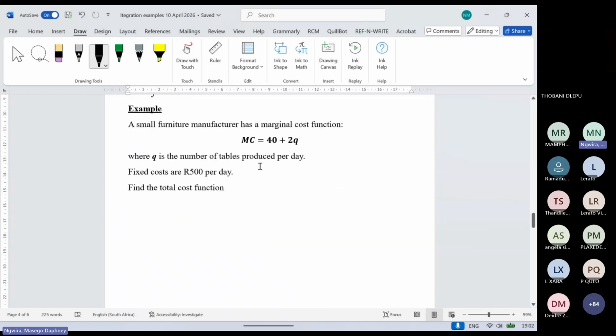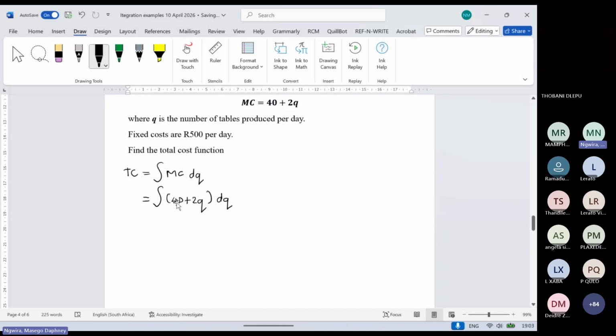I think we now know how to integrate. So we are going to say my total cost is equals to the integral of my marginal cost, dq, so with respect to q. And then this means it's the integral of 40 plus 2q dq. All right. Then now we can just integrate. We all know how to integrate by now. You know that the integral of a constant is going to be that constant with the variable. So the integral of 40 is going to be 40q.